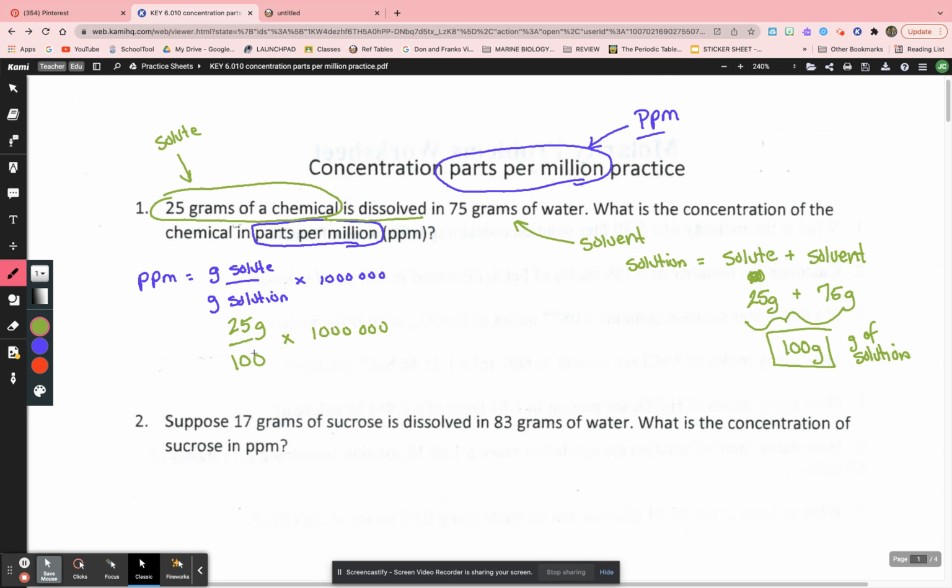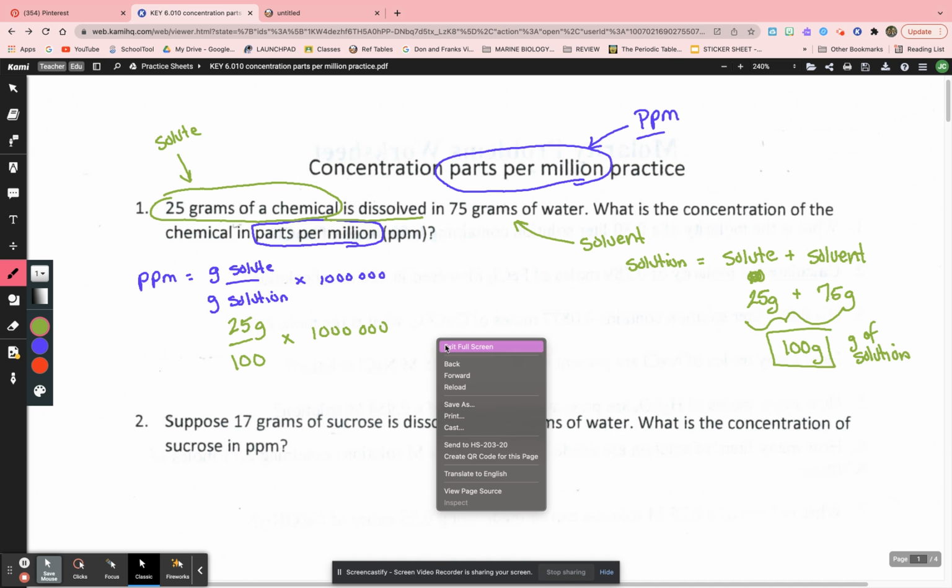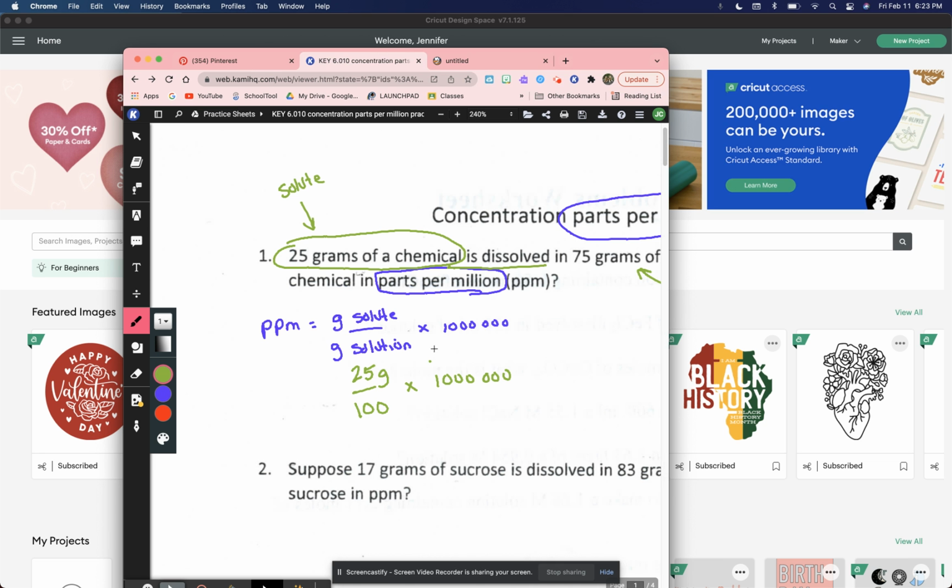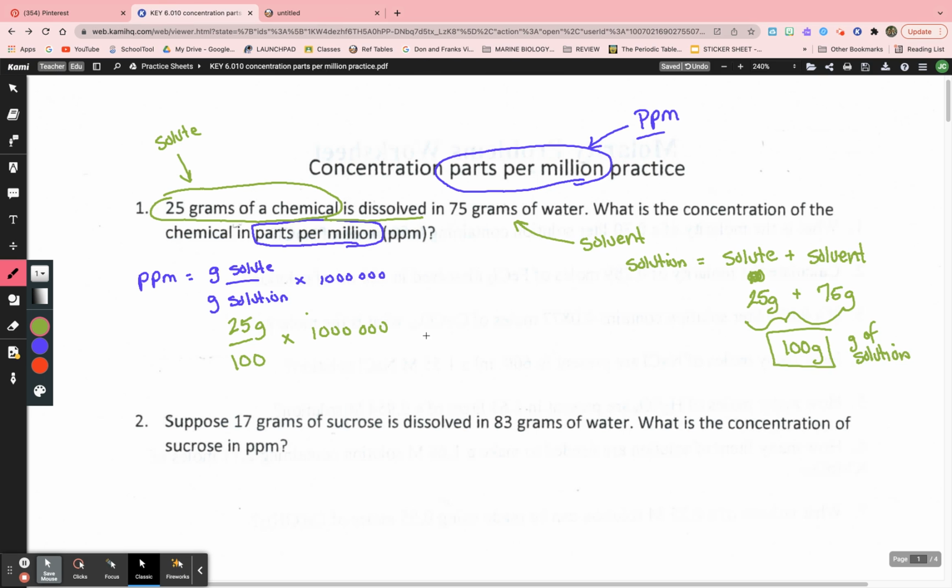So when we put that in our calculators, we're going to go 25 divided by 100 times a million, and we're going to end up with 250,000 parts per million. That's going to be our answer. Okay, now you try one.